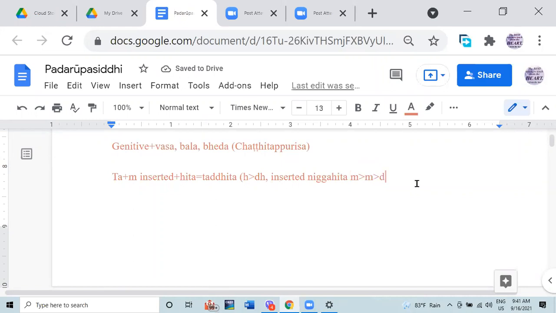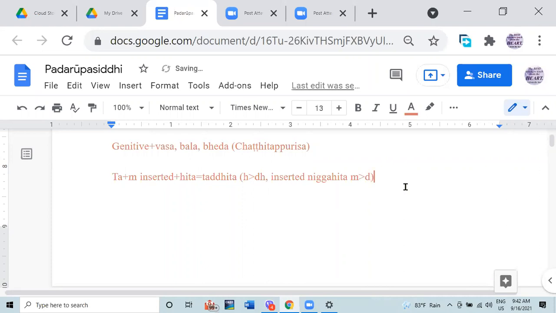Huh? Inserted nikita. Sorry, no. Oh no, Nikita, yes. Inserted Nikita changes to, no, that's not it, it changes only to da. Only da. So it is in fact explained in the Padarūpasiddhi, sorry. Nikita changes to da. If you want to know later, I will send it to you, together with an example.